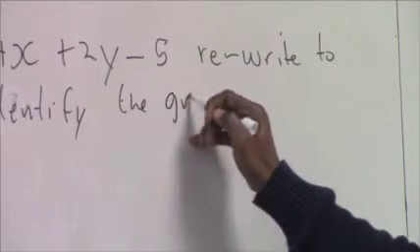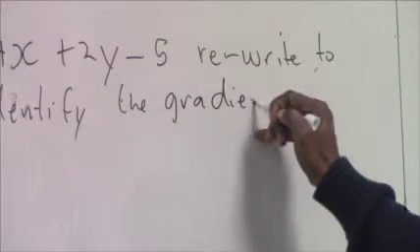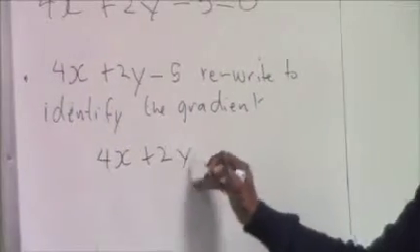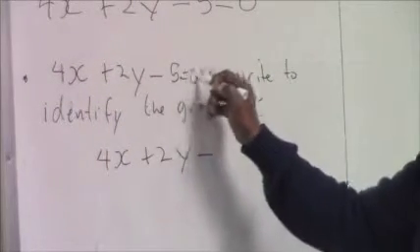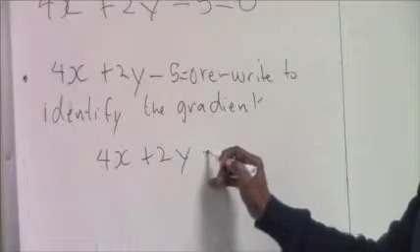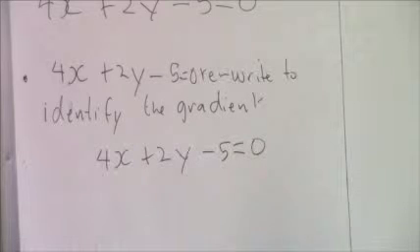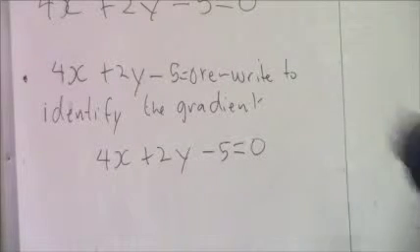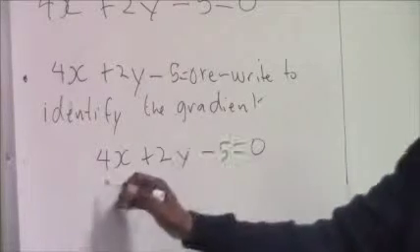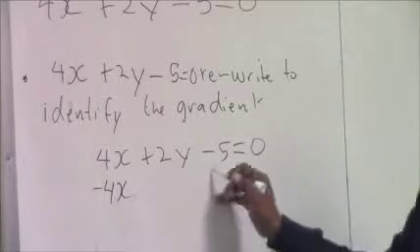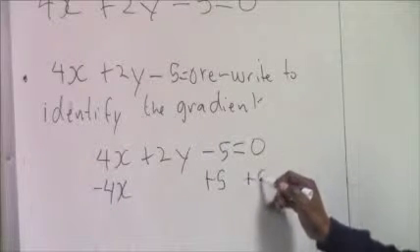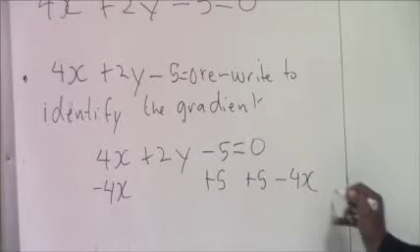So that means we must get the y by itself. So we do 4x plus 2y minus 5 equals 0. Again, I could move the 4x and negative 5 to the other side. In this case, I'll do that. I will add 5 here and then minus 4x here.